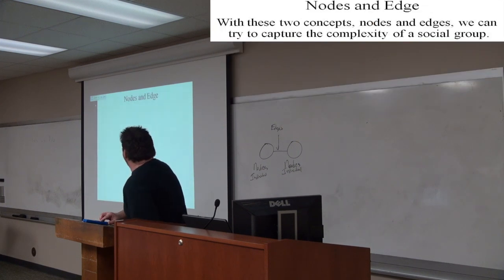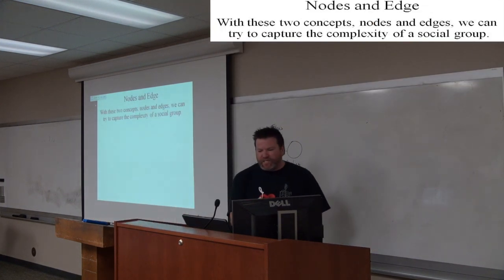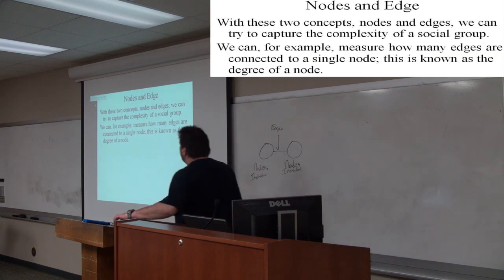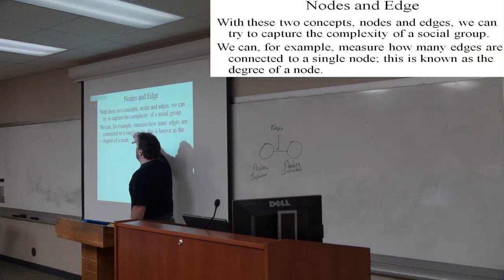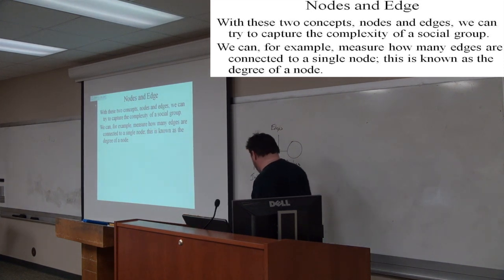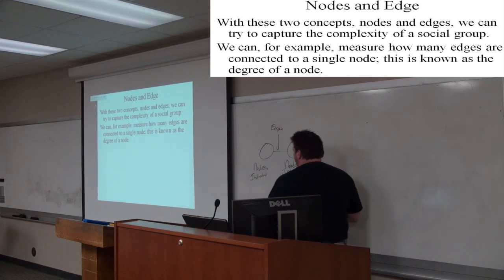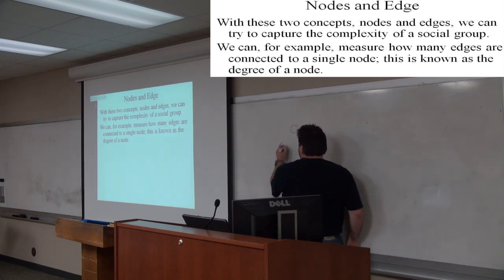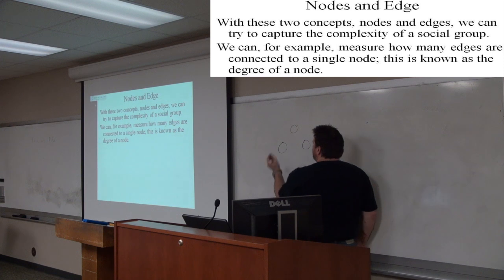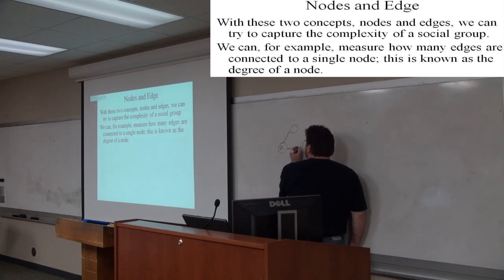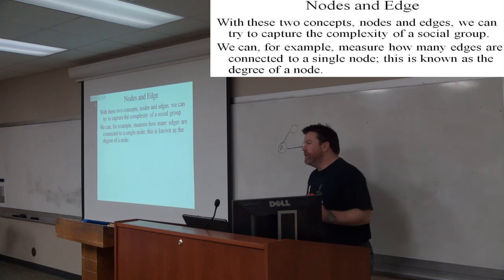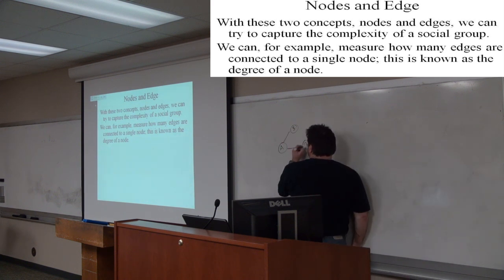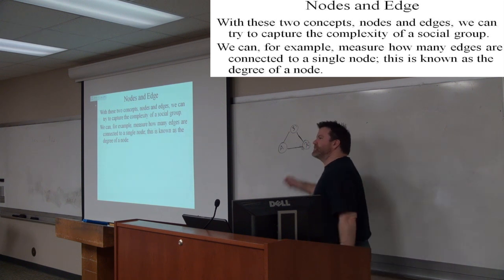All right, so we have our nodes and our edges. Let's try to use this to capture the complexity. What I can do is ask how many edges are connected to a single node. Let's talk about team social psychology. We have Alex, we have Steedy, we have myself. Here's Alex, and she has 2 edges connected to her. Steedy, same thing. Each one of us has 2 edges connected to each one of us.